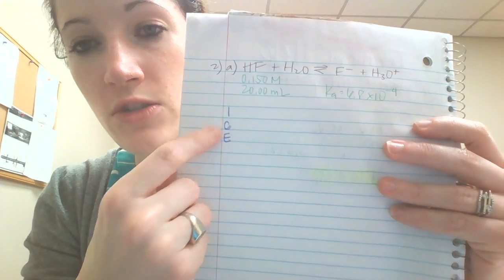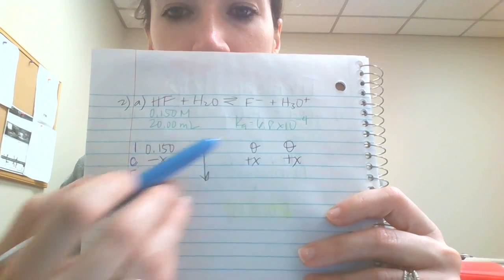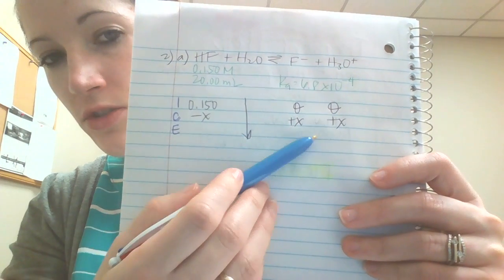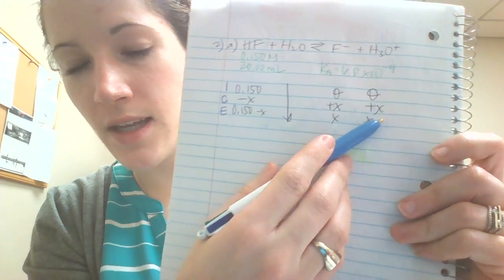Now this is just a traditional ICE table. Okay, so we're starting off, and water doesn't count, but I have 0.15 moles of hydrofluoric. I have 0 of this, 0 of that. I'm going to have a minus x change, plus x, plus x. That's the same as what we've been doing, meaning my equilibrium row is going to be 0.15 minus x, with x and x.